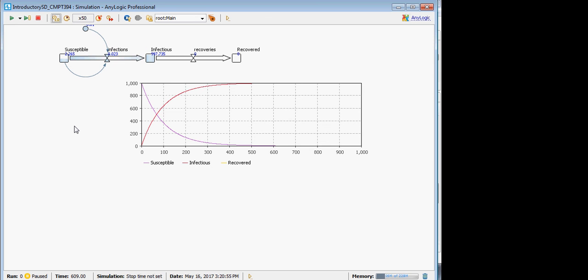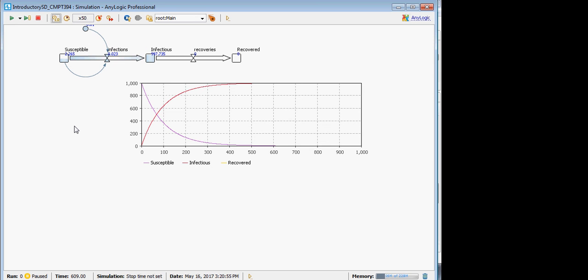The sound of silence. They're moving from one stock to the other. That's why this is declining. So that's a great start. They're like a mirror image because they're moving from one stock to the other. There's conservation of people here. If a person was susceptible, they just moved to infectious, so they need to total up to 1,000 between the two of them.